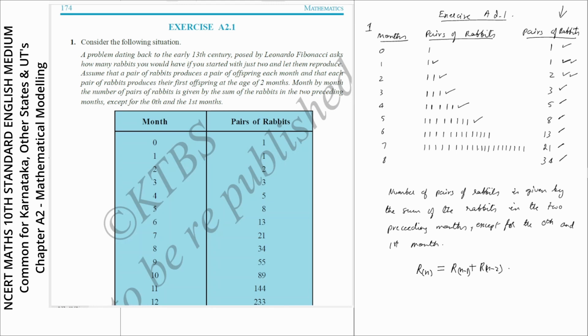That is, the number of rabbits in any month is given by the sum of the number of rabbits in the preceding 2 months. The list of numbers in the last column, that is 1, 1, 2, 3, 5, 8, 13, 21, 34 and so on, is called the Fibonacci series of numbers. This is a very important and very vast subject, and you may study this Fibonacci series in detail in your higher studies.